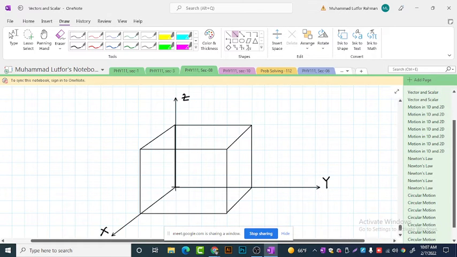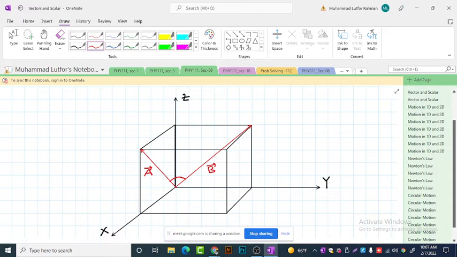Now I have two diagonal vectors, one diagonal vector in the yz plane and the other diagonal in the xz plane. Say I label this as vector A and this as vector B, right? I want to find out the angle between these two diagonal vectors. What would be that angle? Can you make a guess?